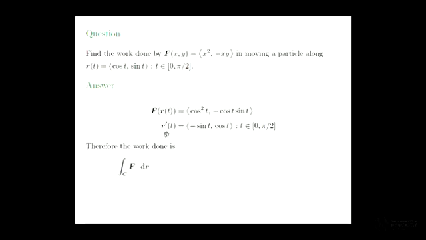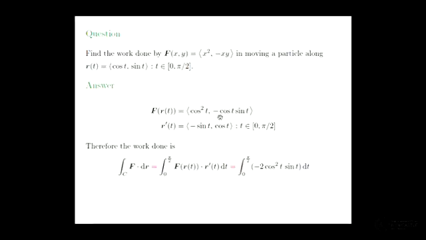The derivative r prime t then is what? Minus sine t, cos t, and therefore the work done is given by the integral from 0 to pi half of F, the field evaluated at r(t), dot product r prime t dt, which is equal to the integral from 0 to pi half.